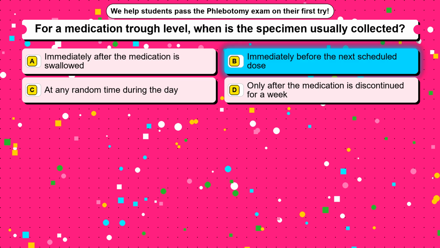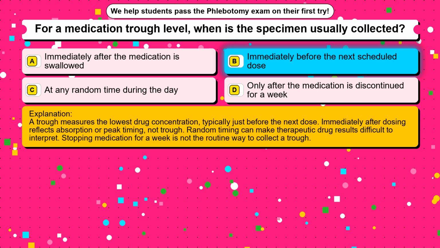The correct answer is option B. Immediately before the next scheduled dose. A trough measures the lowest drug concentration, typically just before the next dose. Immediately after dosing reflects absorption or peak timing, not trough. Random timing can make therapeutic drug results difficult to interpret. Stopping medication for a week is not the routine way to collect a trough.